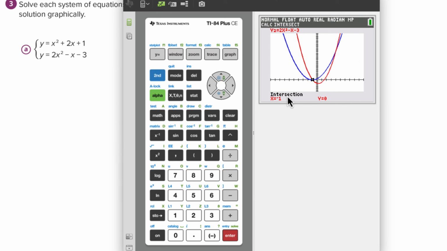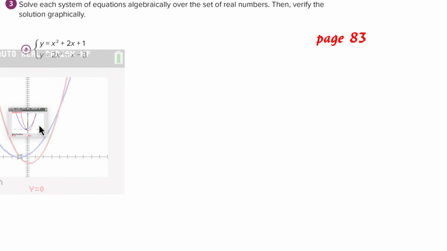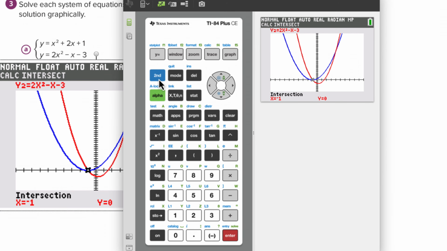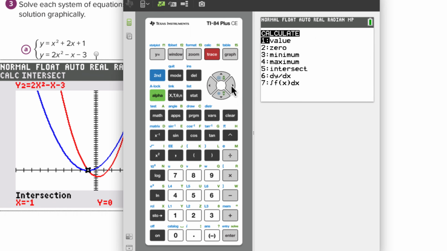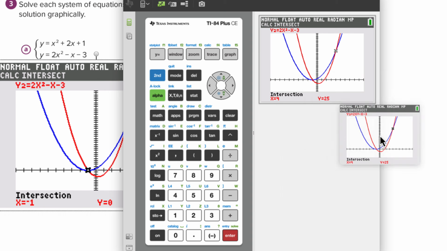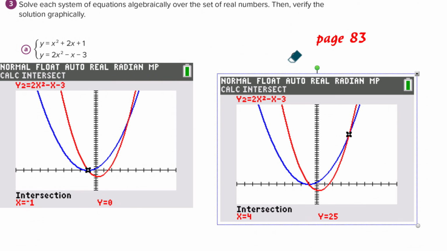All right, so it has calculated it as -1, 0. And then for the second one, again, it's second, calculate the intersect. Let's scroll over. You got to put it close to it. Right there's close. We hit enter, enter, and then enter again. 425. That is easy. That's the easy way to solve these.